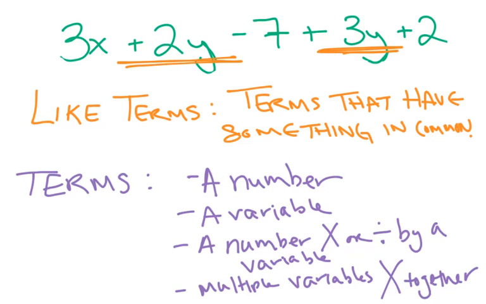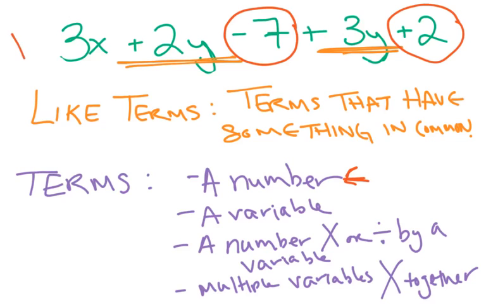When we're looking for like terms, we could be looking for straight up numbers. No variables, just a number. Ooh, hey, check it out. Negative 7, positive 2. Those are straight up numbers. We could be looking for just a variable. Maybe we see x all by itself. That's a term. We could be looking for a number that is multiplied or divided by a variable. 3x.